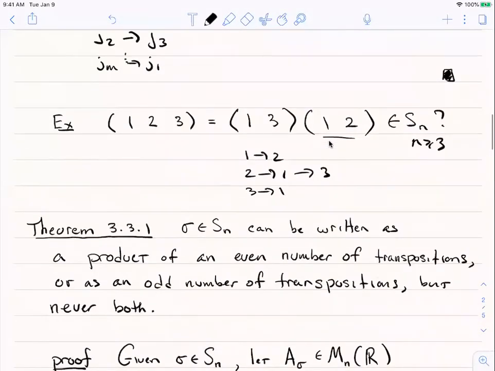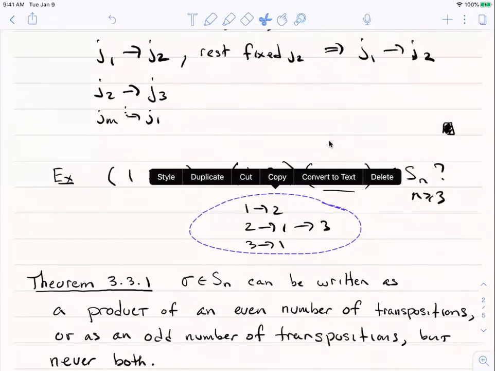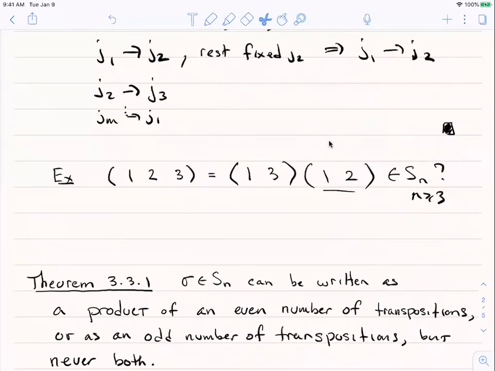I wanted to show you in this example, let me erase my messy work here. It's not impossible to write this as a product of some other transpositions. So in other words, this factorization isn't unique. I could stick on 1, 2, 1, 2. So this just means interchange 1 and 2, interchange 1 and 2, interchange 1 and 2, interchange 1 and 3. Well, of course, these first two undo each other.